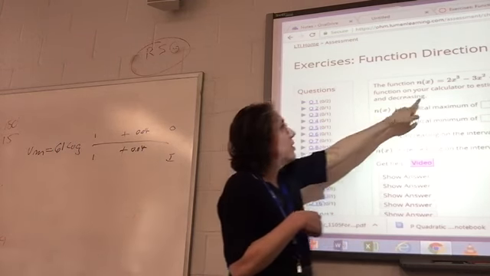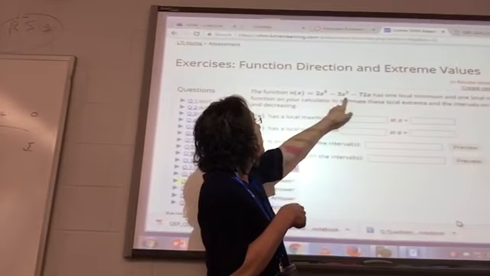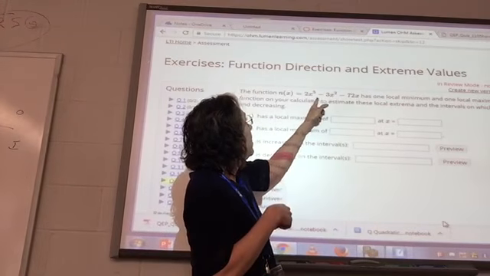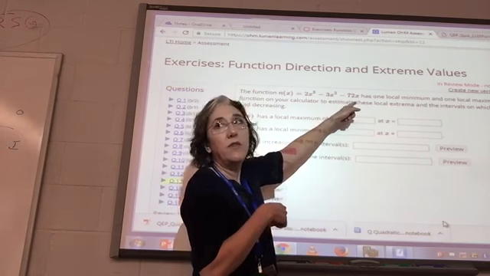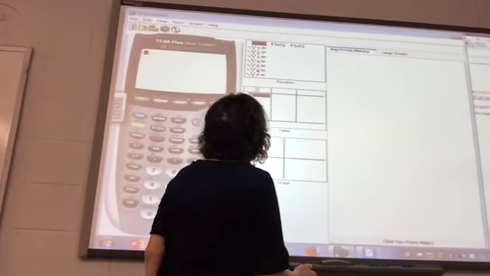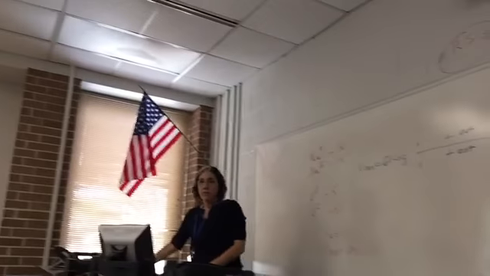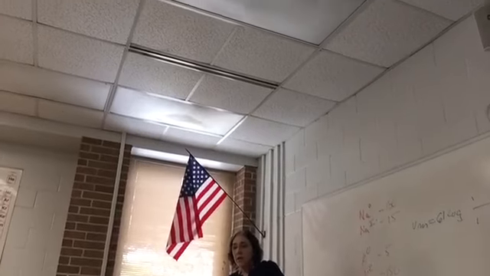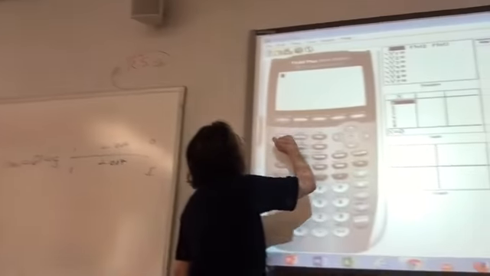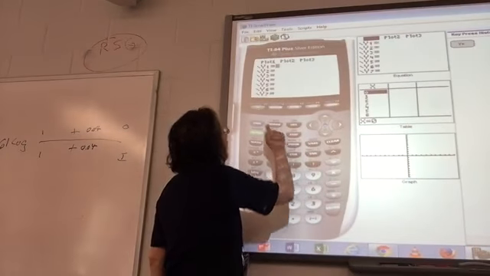So what we're going to do is plug in this function right here, which is 2x cubed minus 3x squared minus 72x. So let's see how to do that. And unfortunately, the camera's following me. Let's see, so I'll do it here.